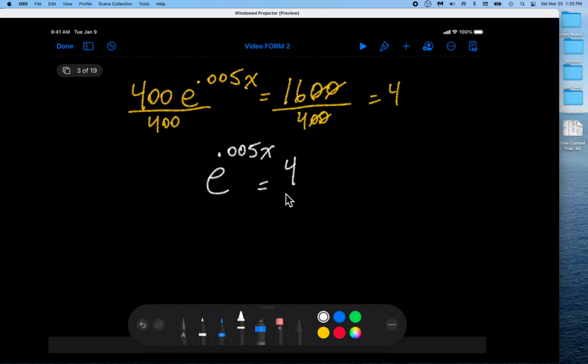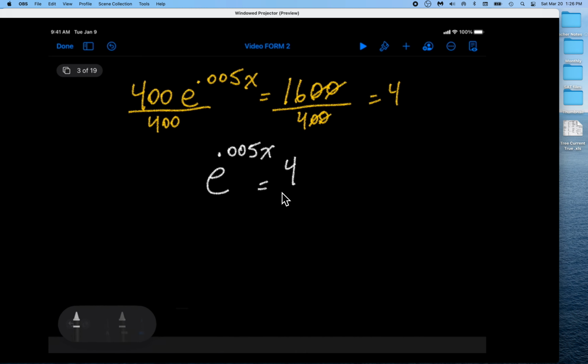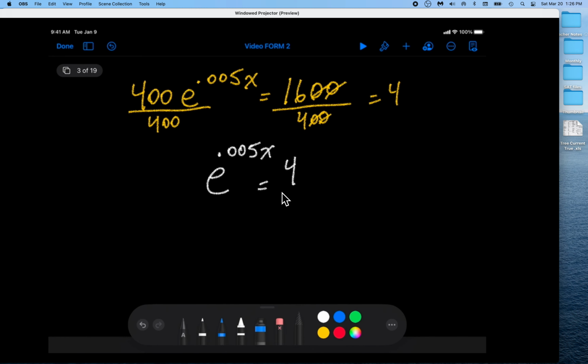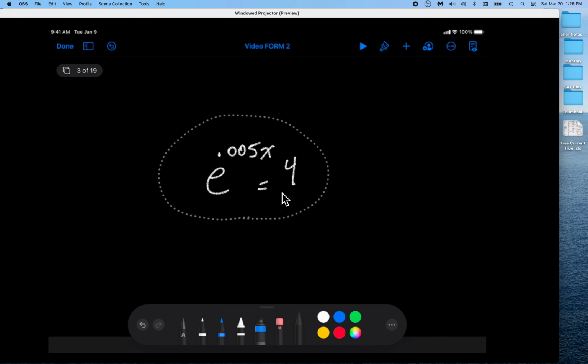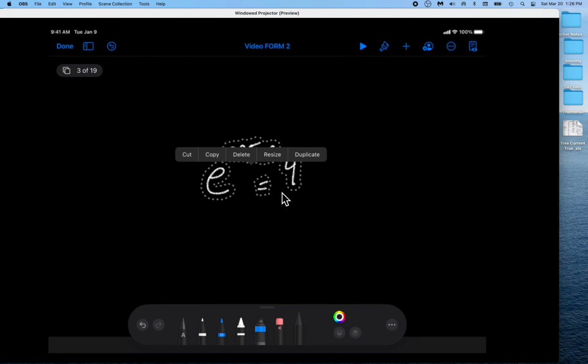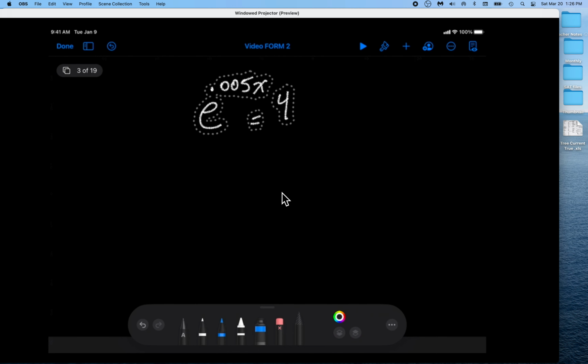Okay, now, can't get a common base between e and 4. e is 2.71. The only way to solve this problem is to take logarithms. Now, we have a choice. We could use regular log, or we could use the ln function. I'm going to choose to use the ln function. Why? Because of that e. So let's do that.